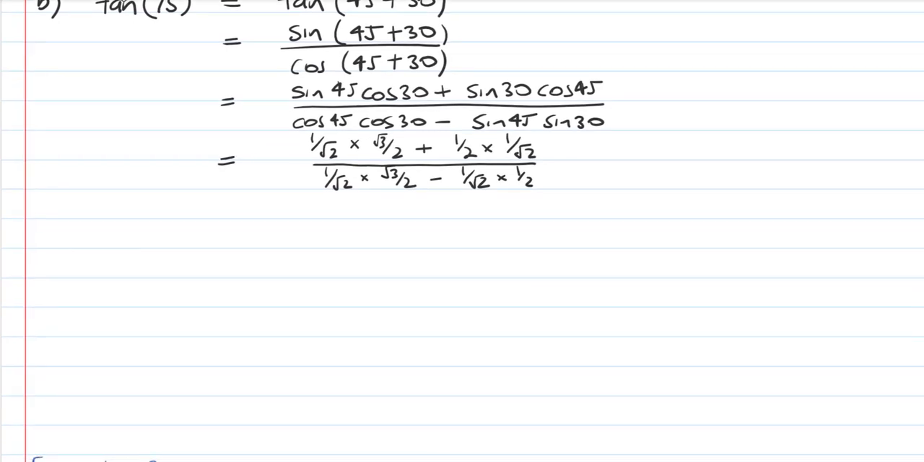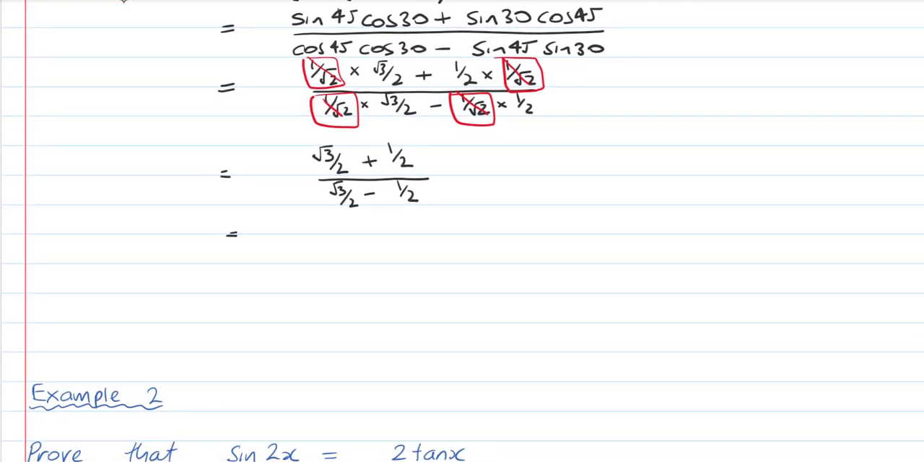Now, what I'm going to recognise, and I could do this with an extra step, but I don't want to waste your time on the video, is that I've got a common factor here. Each term has a 1 over root 2 in it, so I can multiply the whole thing by root 2 and it'll cancel all those out. And it leaves me with root 3 over 2 plus 1 over 2 over root 3 over 2 minus 1 over 2. And that gives me root 3 plus 1 over 2 over root 3 minus 1 over 2.